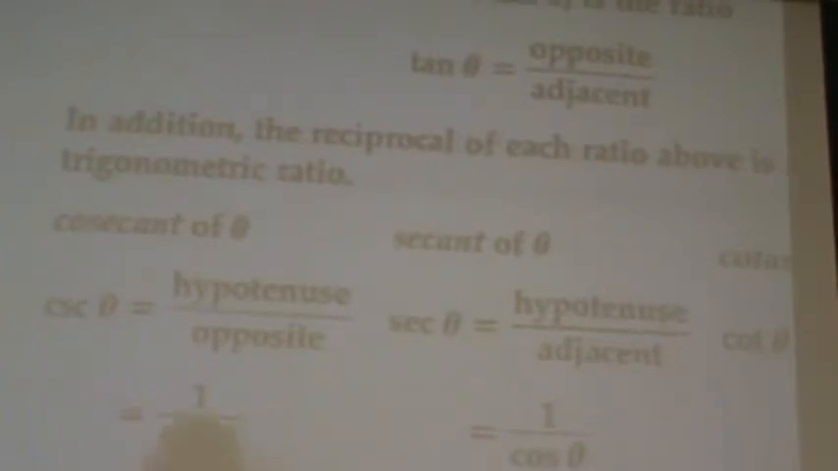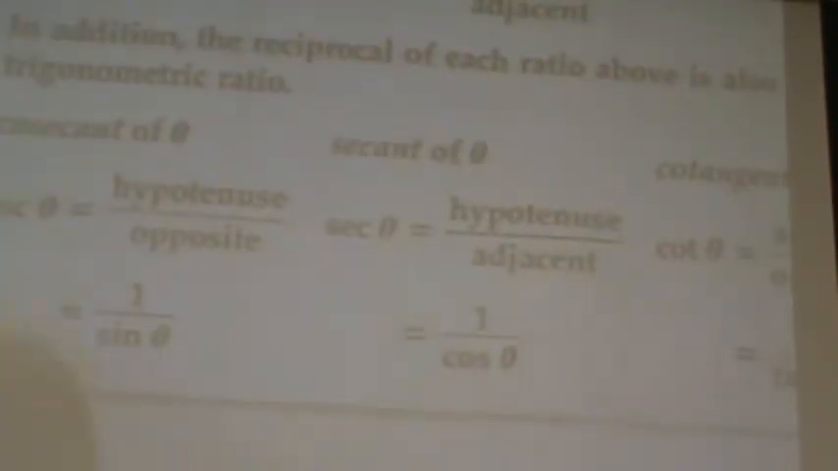There are 3 reciprocal ratios. The reciprocal of sine is cosecant, which just measures the hypotenuse over the side opposite. The secant is hypotenuse over adjacent, and cotangent is adjacent over opposite. Do you guys remember this? Yes. Okay. Now, check out these.